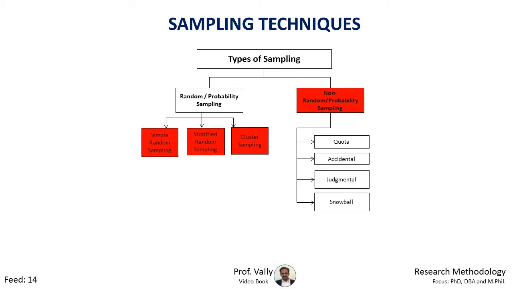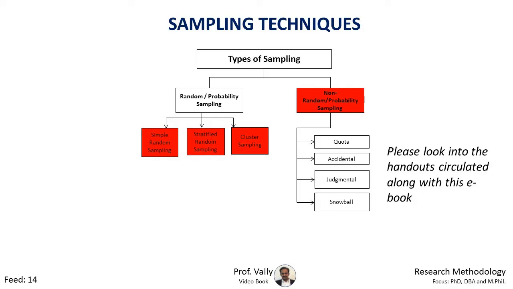Then we have non-random sampling. Usually non-random sampling is used when the number of elements in a population is either unknown or cannot be identified. In such cases, we use four kinds of non-random sampling technique. They are quota sampling, accidental sampling, judgmental or purposive sampling, and snowball sampling. To make it short and easy to understand, please look into the handouts circulated along with this ebook.